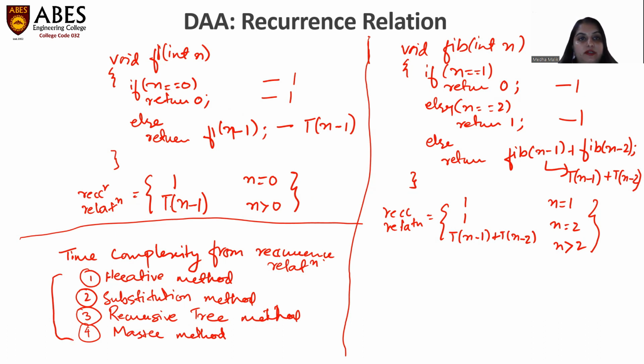So in this video, we learned how we can derive a recurrence relation from an algorithm. In the next video, we'll see how we can calculate time complexity from this recurrence relation. The topic for the next video is the iterative method. Thank you.